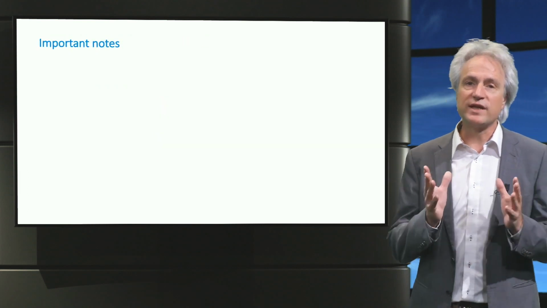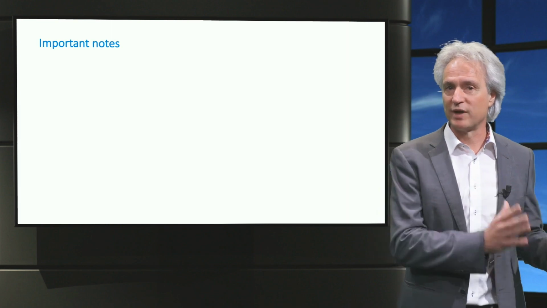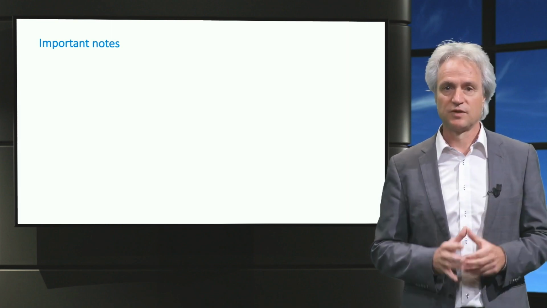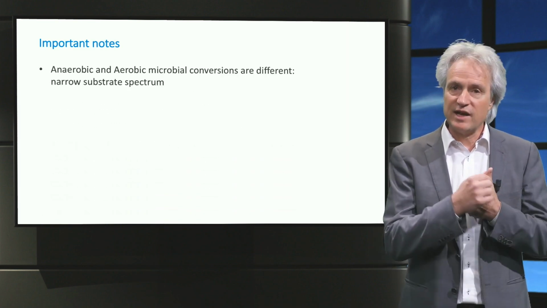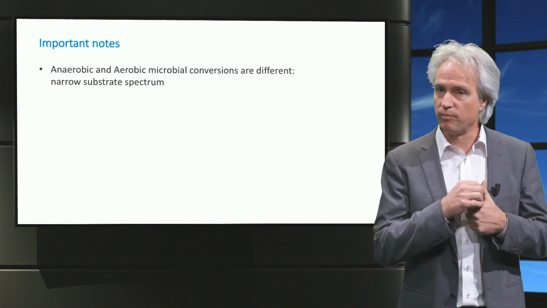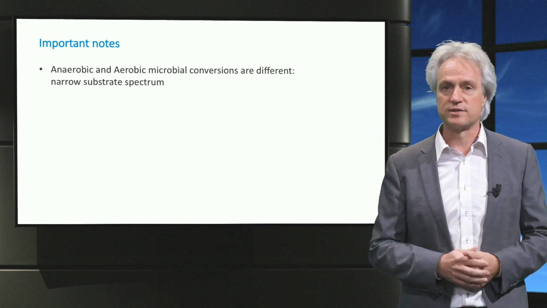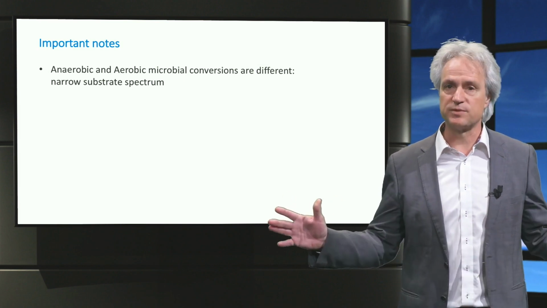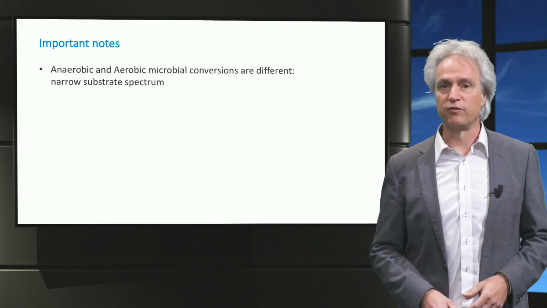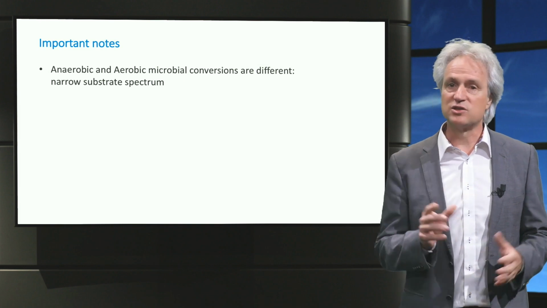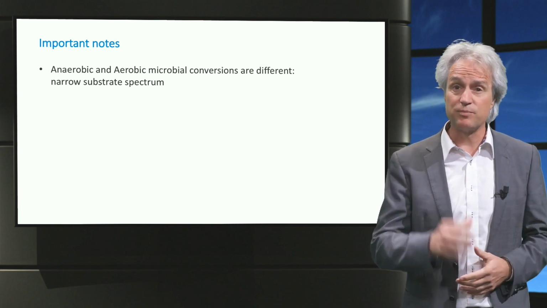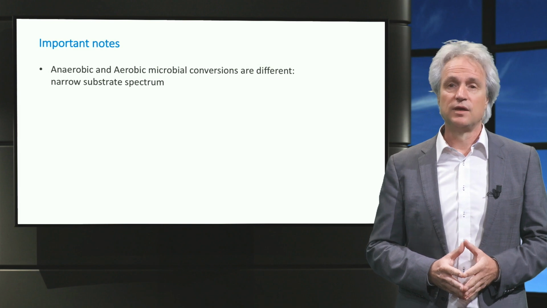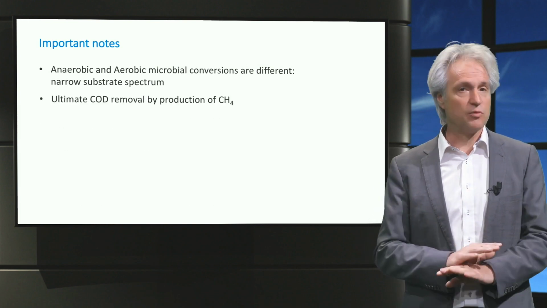Now let's briefly recap the most important issues related to the microbial aspects. First and foremost, the anaerobic microbial conversion process is completely different from that of aerobic ones. Aerobic heterotrophic bacteria have a very wide substrate spectrum. The substrate spectrum of the anaerobes is very narrow and sometimes is restricted to a single compound. The mechanism of COD removal is completely different.